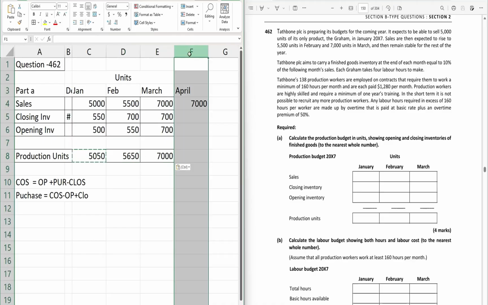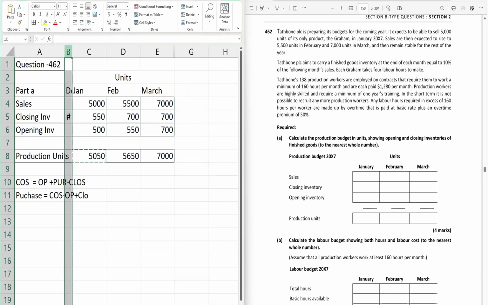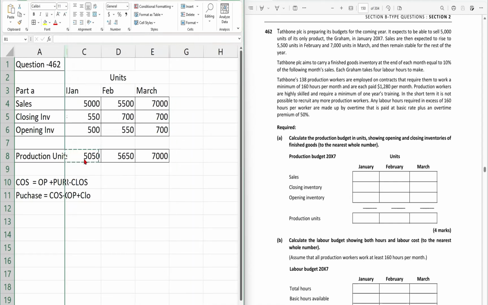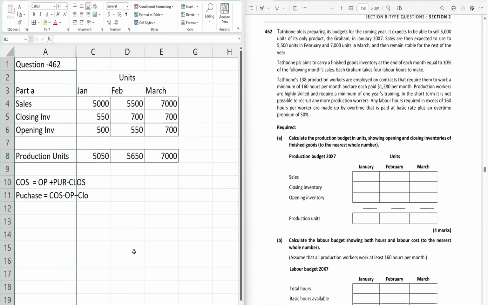So I will hide this column, and for B as well I will hide this. Now this is what the requirement is asking. I hope you are clear now. So we got our sales, closing inventory, opening inventory and production. And the question also asks for the nearest number. We have calculated all the values to the nearest number. I hope you are clear now.